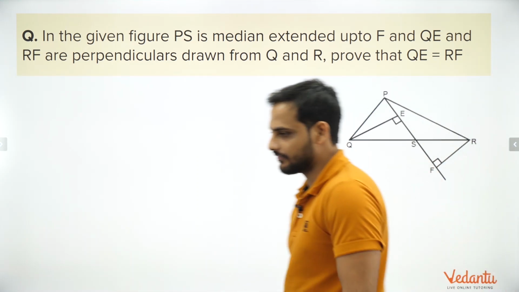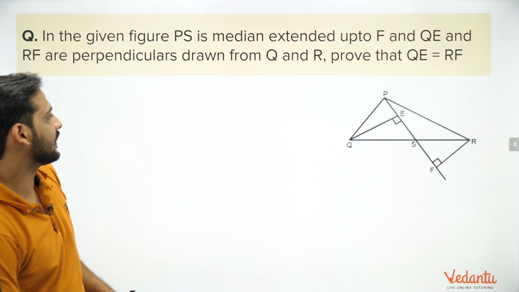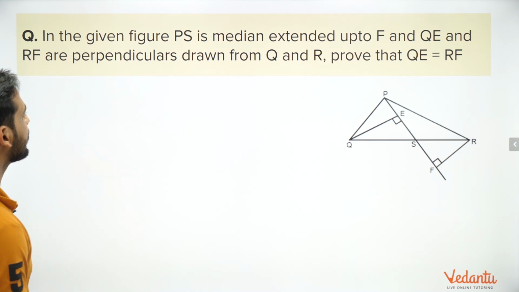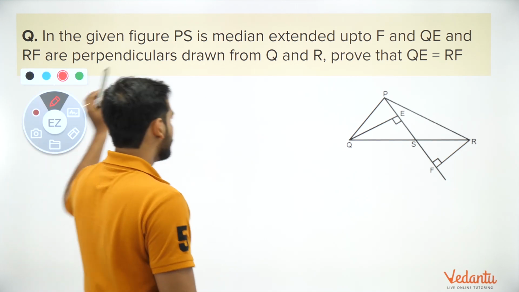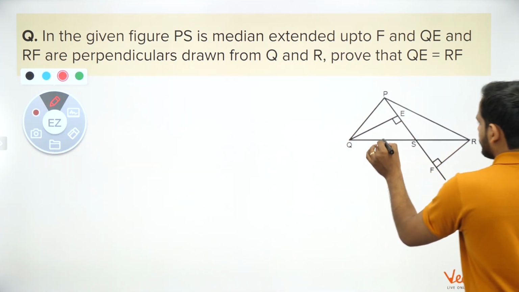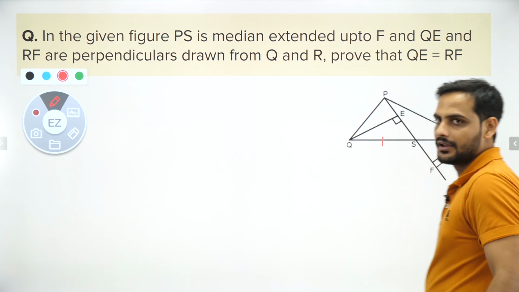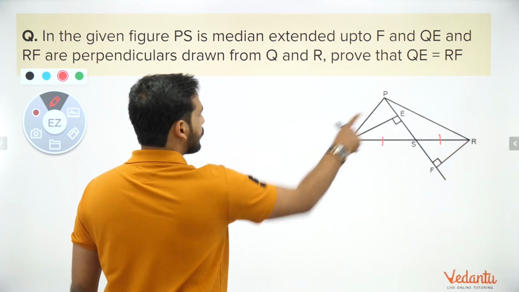Okay, let's go, one more question I have taken. So let us solve this question very quickly. They are saying that in the given figure PS is a median extended up to F. So PS is a median, bachcho. If PS is a median, I can say that QS is equal to SR. Quickly we'll do it. QS is equal to SR.